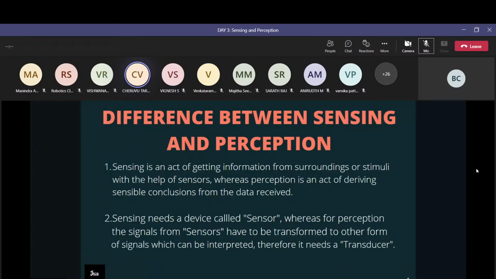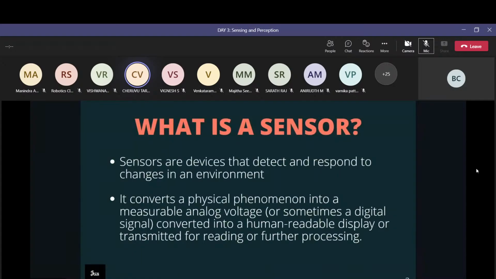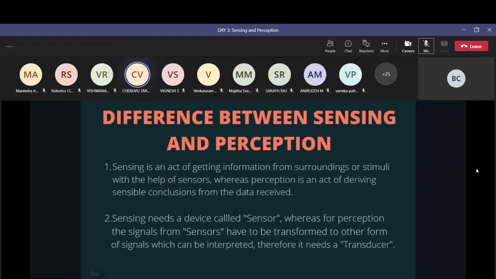Sensing needs a device called a sensor, whereas for perception, signals from sensors have to be transformed to another form. We have discussed earlier that it converts the physical phenomena into a measurable analog voltage. Whatever changes it identifies in its surroundings, it has to perceive the data and then react appropriately to those changes. The signals the sensors take have to be transformed to another form of signals which can be interpreted. Therefore, it needs a transducer. Sensing also needs a transducer in between.